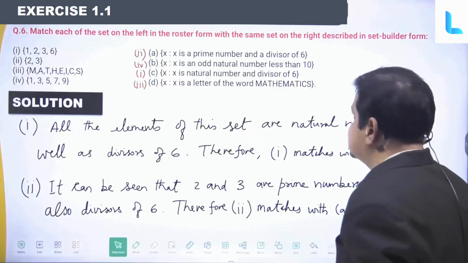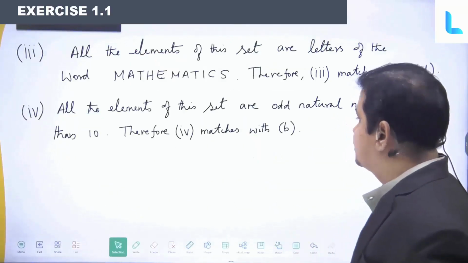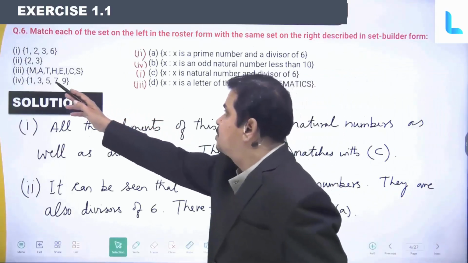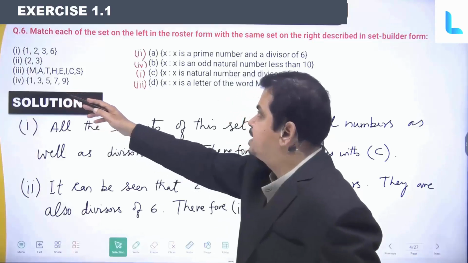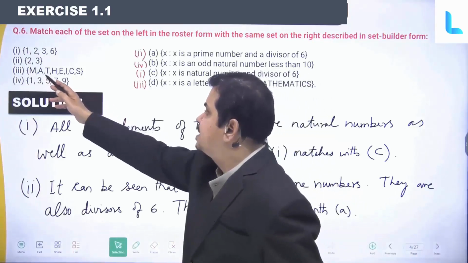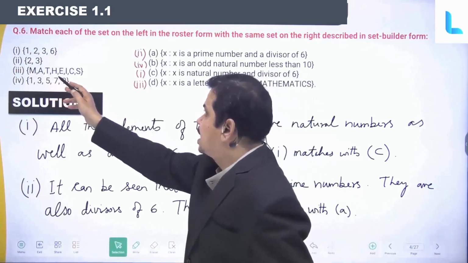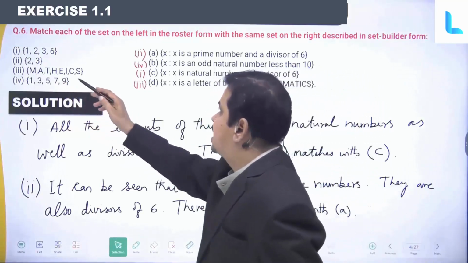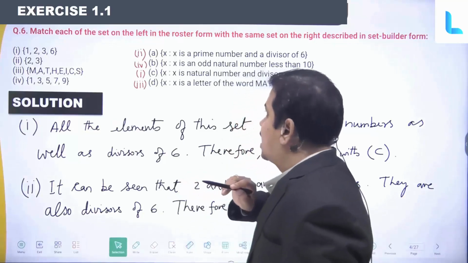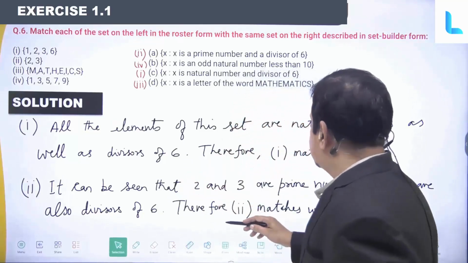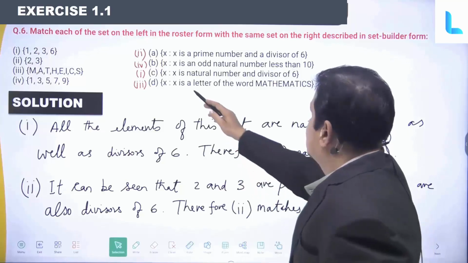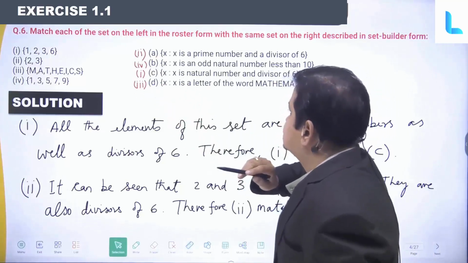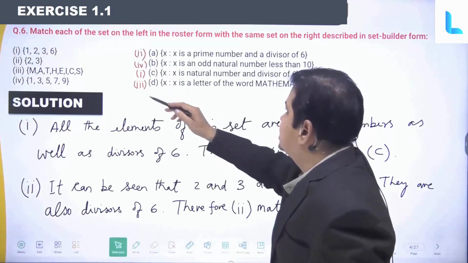And similarly, considering the third one, you can see that in the third item you have the set containing elements M, comma A, comma T, comma H, comma E, comma I, comma C and S. And if you observe, now you are left out with A and C. So you are left out with only B and D.